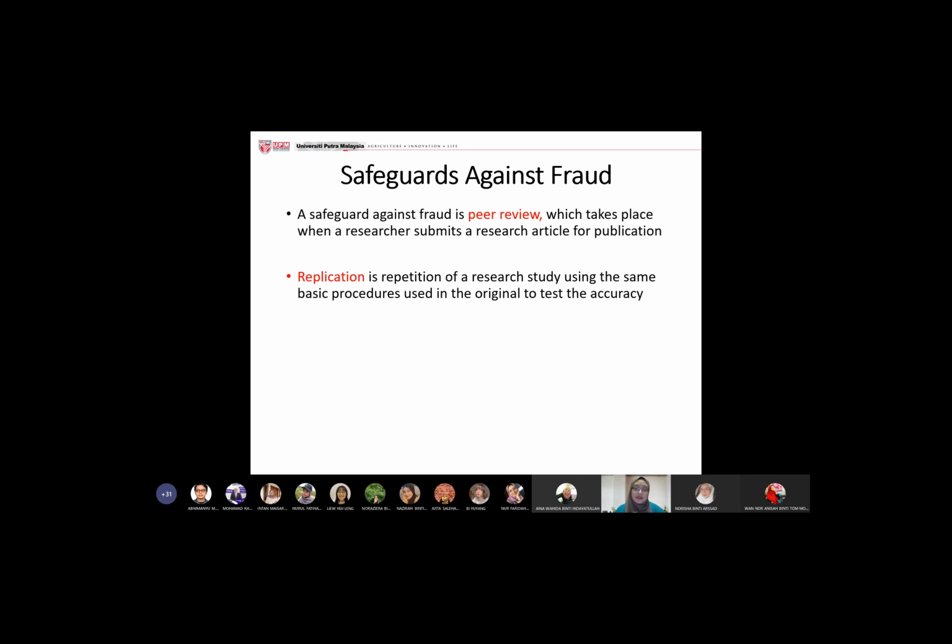So the replication can be done to make sure that your results can be replicated. And that means it is true. It's not fraudulent. There's no funny business going around behind the scenes.